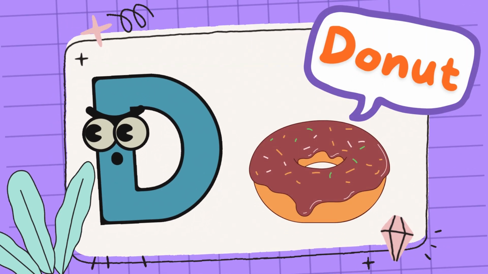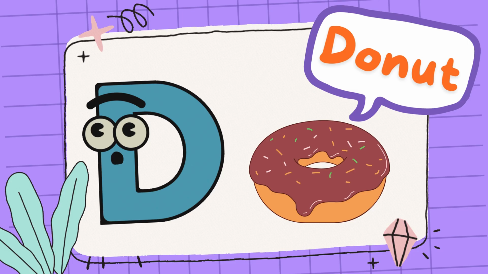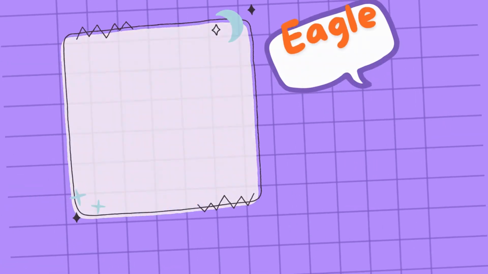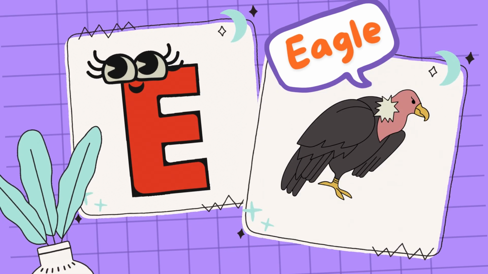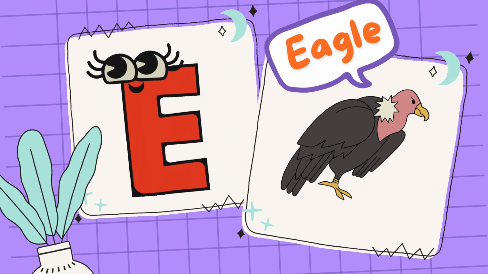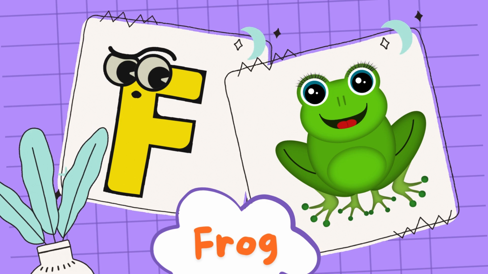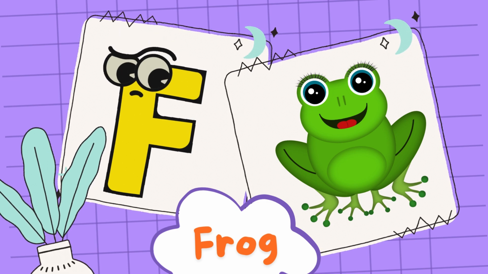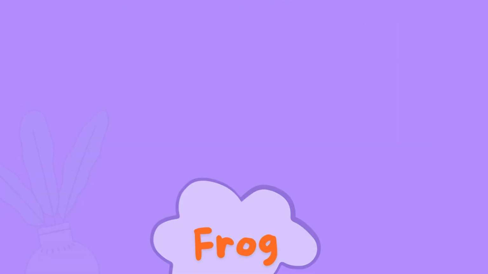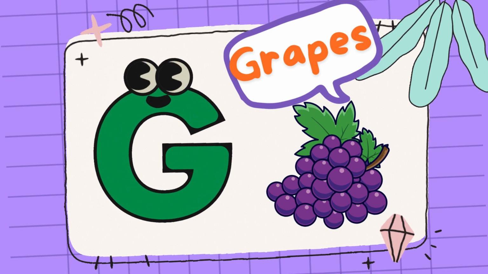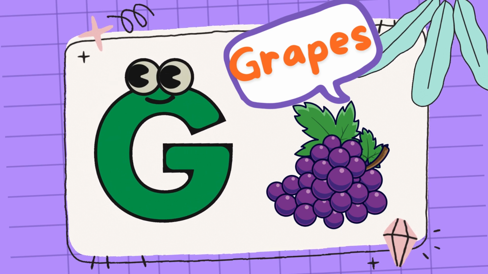D for donut. E for eagle. F for frog. G for grapes.